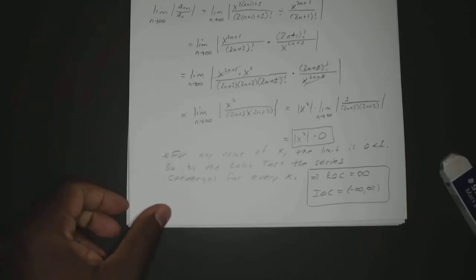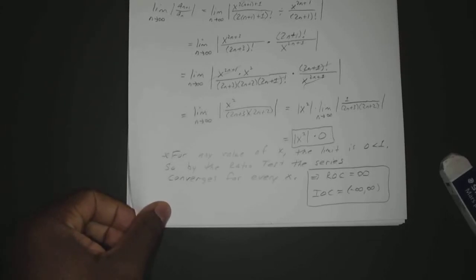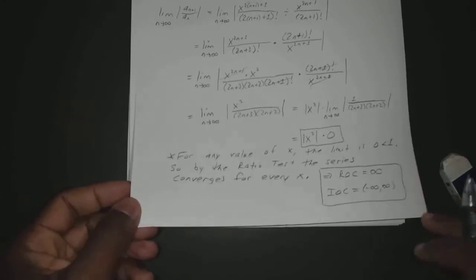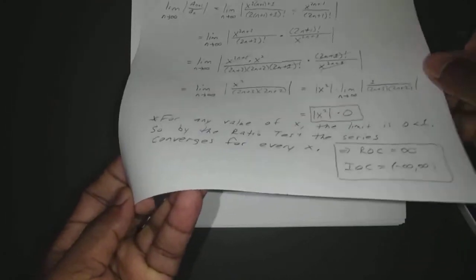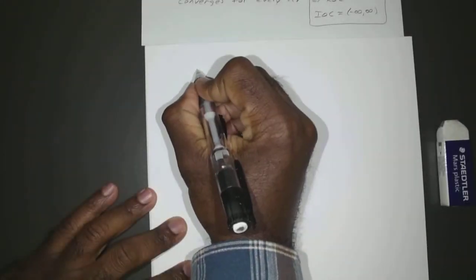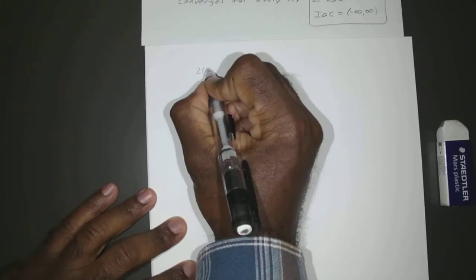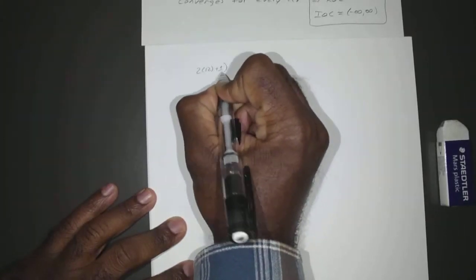So just the constant. Let me leave that up there for a second. That's what a factorial is. So if you have, let's say, 2n plus 1, and let's say your n was 12. So 2 times 12 plus 1, that would be 25. So 2 times 12 plus 1 factorial.